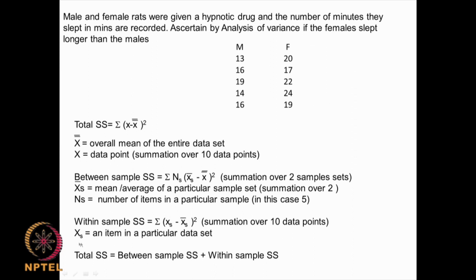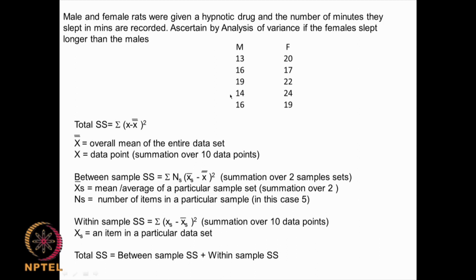So, the total sum of squares here can be easily calculated. I take a mean for male, I take a mean for female, then I take a mean of these two means, that will give me the overall mean. X minus x double bar, squared and summed, is called the total sum of squares. Now, you understood how to calculate that.